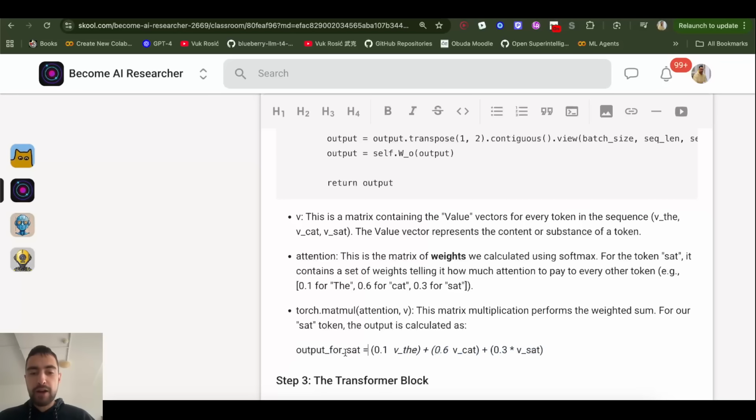For example, the output for the word set is going to do 0.1, or 10%, times the value of the, plus 0.6 times the value of cat, plus 0.3 times the value of set. And usually you will see that these tokens take most of their own value. So maybe I should put 0.6 here and 0.6 there. So that's how we get the weighted sum of the values of every previous token into that token. So that's how we do the context.